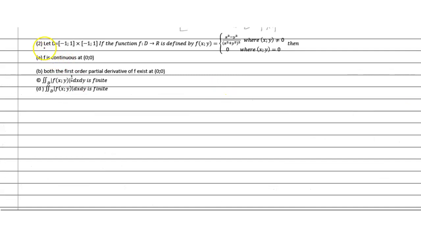Next problem, friends. Next problem we are going to solve. Let T equal to [-1, 1] cross [-1, 1], and the function f such that T tends to R is defined by f(x,y) equal to (x square minus y square) divided by (x square plus y square) whole square. Then whatever we get: f is continuous at 0, 0; both first order partial derivatives of f exist at 0, 0; and the double integration of mod of f(x,y) is finite. This type of question comes in GATE examinations, I hope.